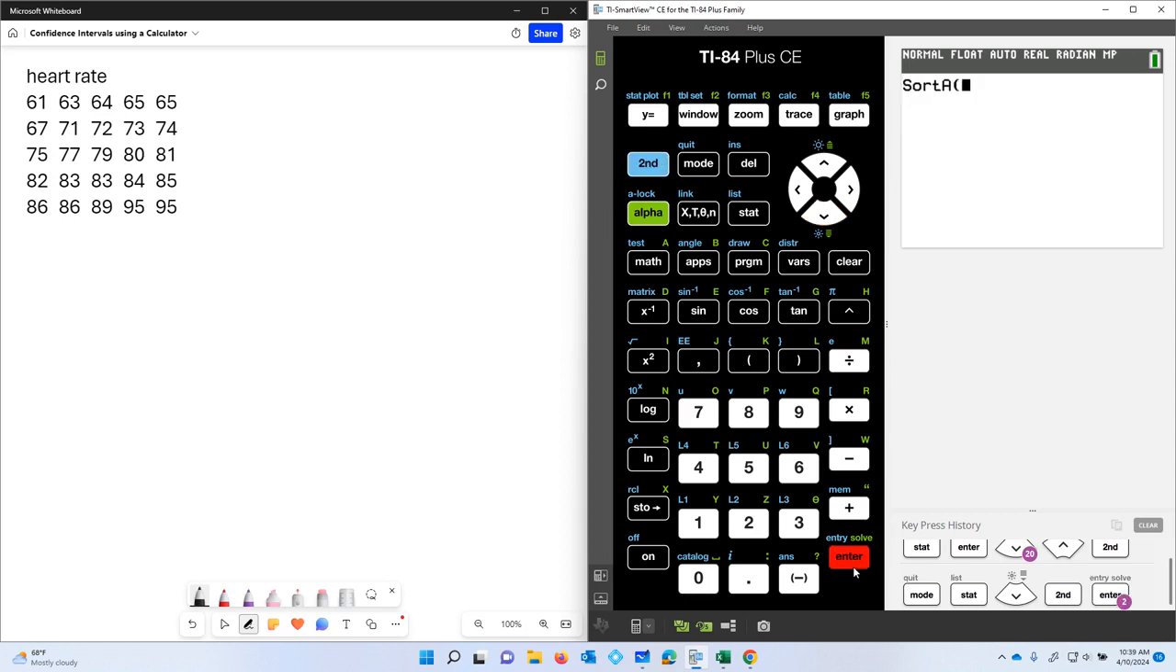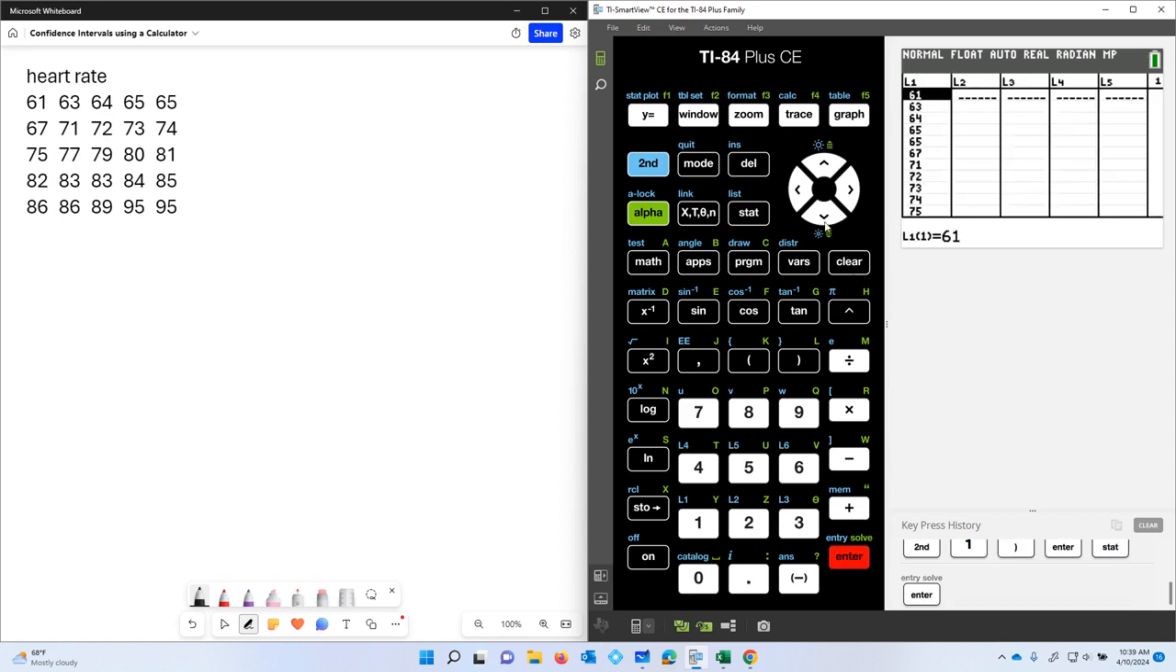hang on, sort my list, then I can check the data just to be sure that everything is okay. So 61, 63, yeah. So it looks fine.